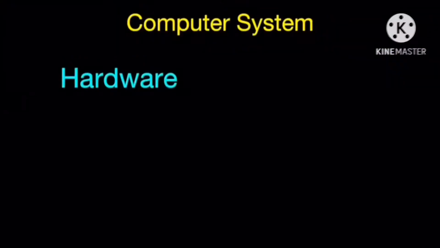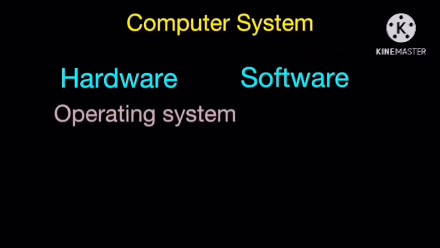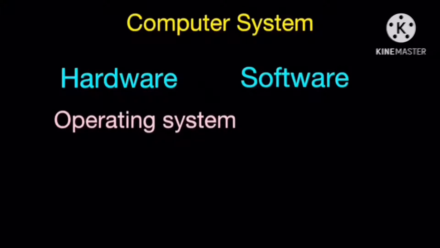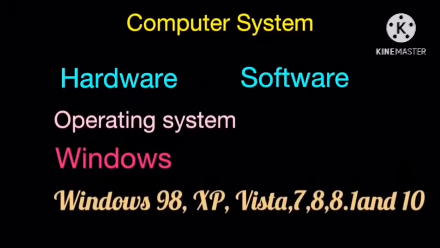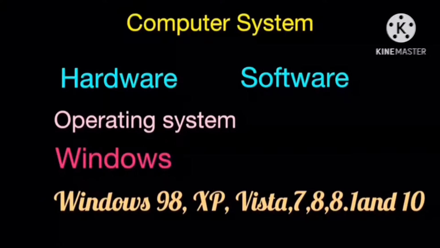Hardware and software. We all know it is working with an operating system. Last lesson we studied about the system software, right? So which operating system do we use? We use Windows. And in Windows, we have many versions. It is Windows 98, XP, Vista, Windows 7, Windows 8, Windows 8.1 and 10. We are going to learn about Windows 10.